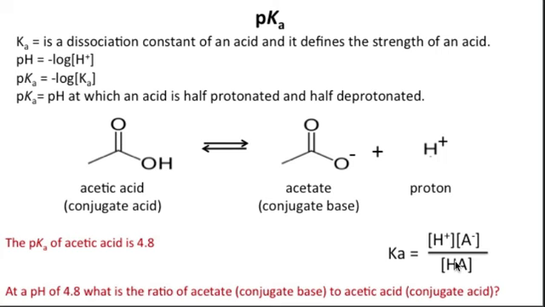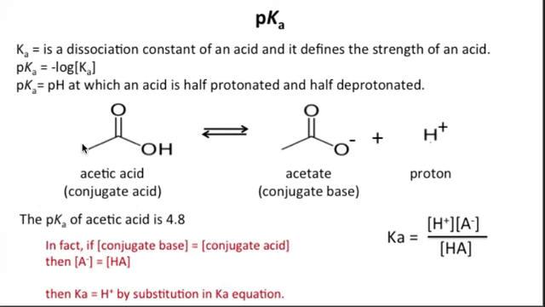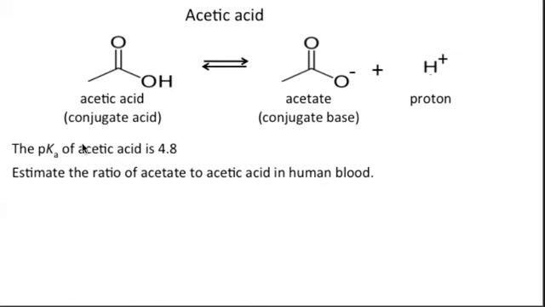In fact, you can see this in the Ka definition. If A minus equals HA, then A minus divided by HA is 1, and Ka equals H plus. Or, if Ka equals H plus, pKa equals pH. So you can see just from the equilibrium constant definition that pKa is equal to the pH at which an acid is half protonated.